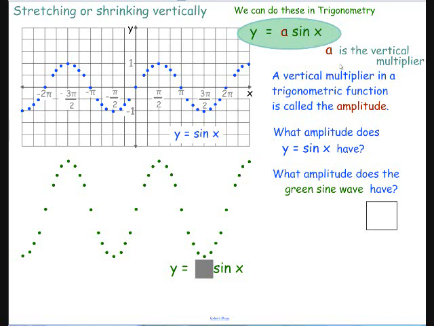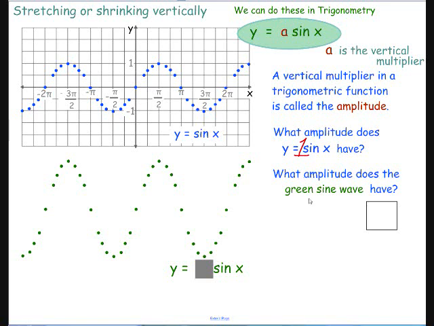A is a vertical multiplier. A vertical multiplier in a trig function is called the amplitude. Okay, so what amplitude does y equals sine x have? We know that. It has an amplitude of 1. And where is that 1? Well, we don't usually write it in, but it's right there, isn't it?